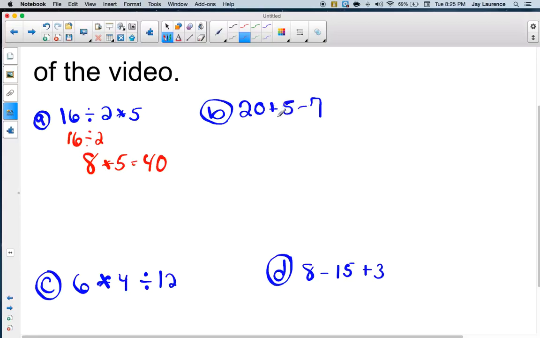Okay, here comes my solution. So I'm going to add first. Why? Because there's no parentheses, there's no exponents, there's no multiplication, and I'm on addition or subtraction, and the addition comes first. So I'm going to do 20 plus 5, which is 25, minus 7, which is 18.